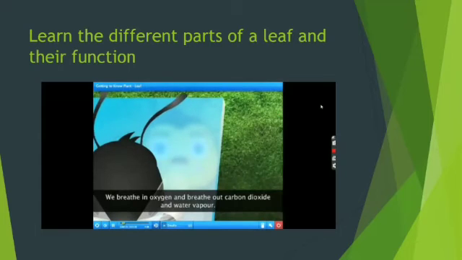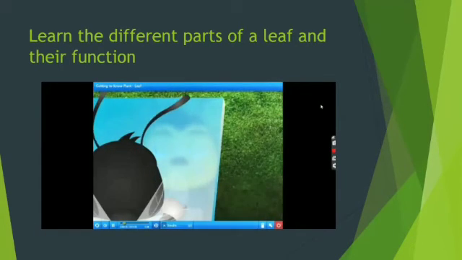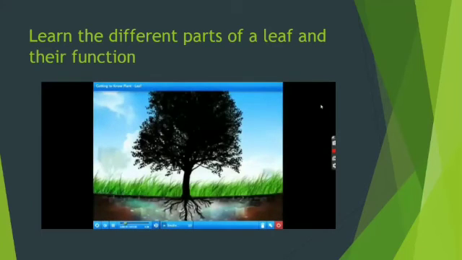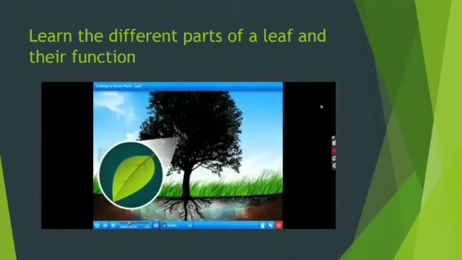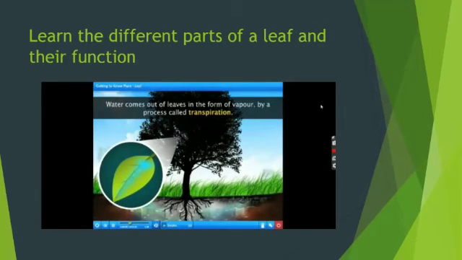In the form of vapor. Do leaves also breathe? Trees drink water through their roots and send it up to all parts of the tree through the stem. Leaves use the water they need and breathe out the excess in the form of water vapor. Water comes out of leaves in the form of vapor by a process called transpiration.